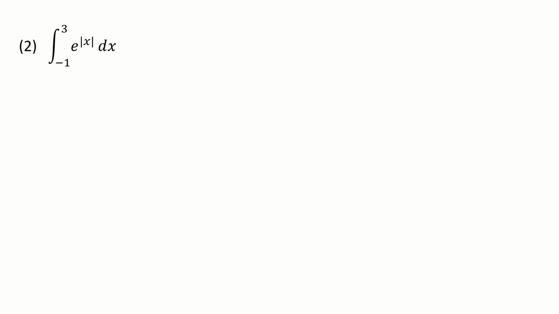Now let's look at problem 2. For problem 2, the key is to deal with the absolute function, the absolute x. Because this integral is from -1 to 3, but we know the absolute x will change the sign at 0. So we split it into two terms for this integral. The first term starts from -1 to 0, and the second term starts from 0 to 3.